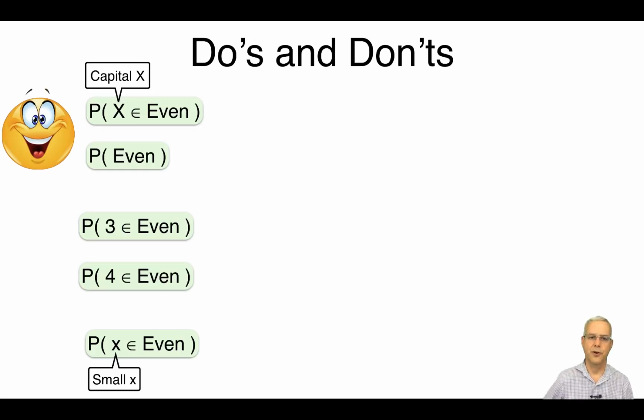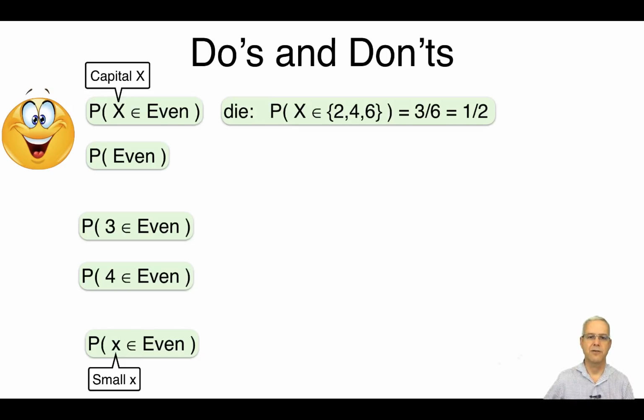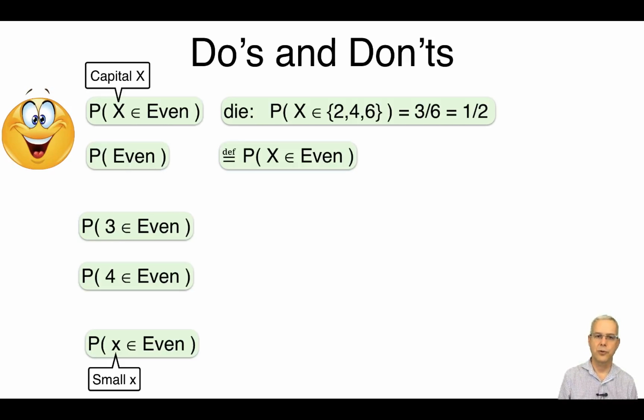So the first two are all right. For example, the probability that the random variable X belongs to even is, if we have a die, the probability that X belongs to the set 2, 4, 6. And in this particular case, it's 3 over 6, which is 1/2. How about the probability of even? Is that a valid expression? It is, because this is just our abbreviation for what we have above, the probability that X belongs to even.